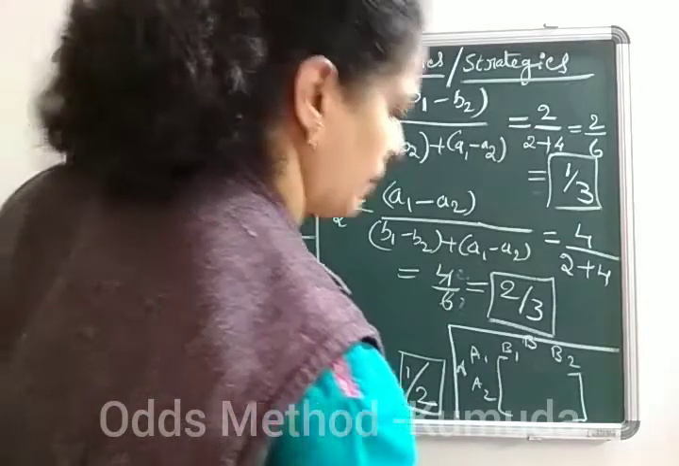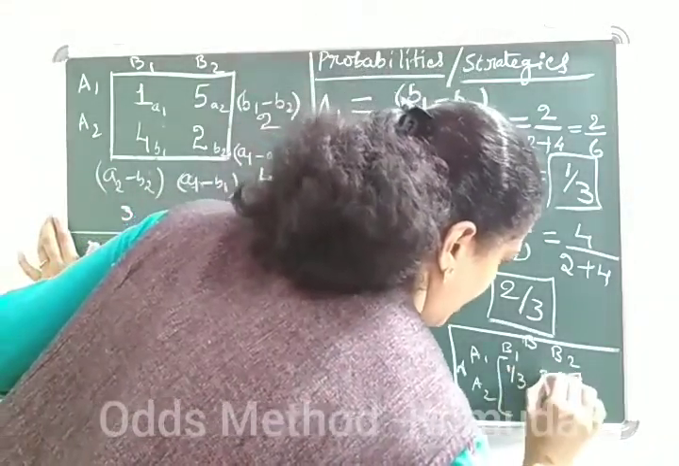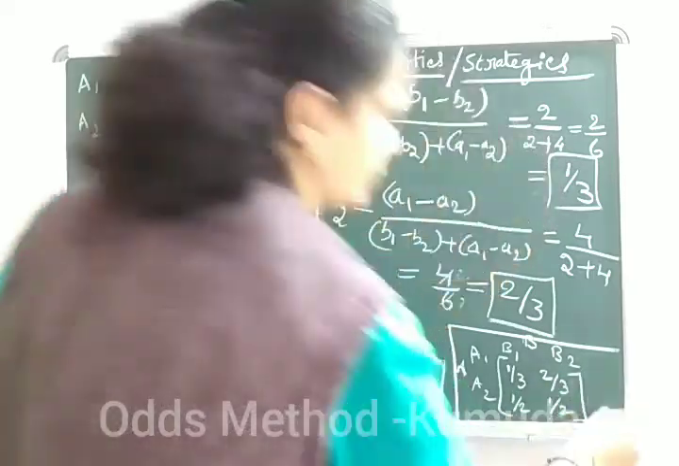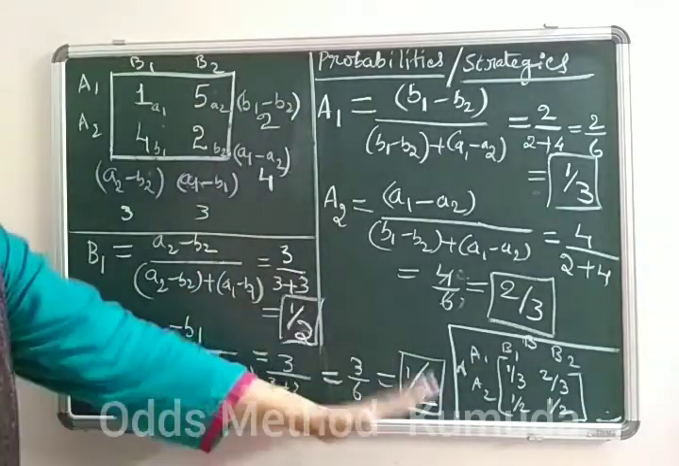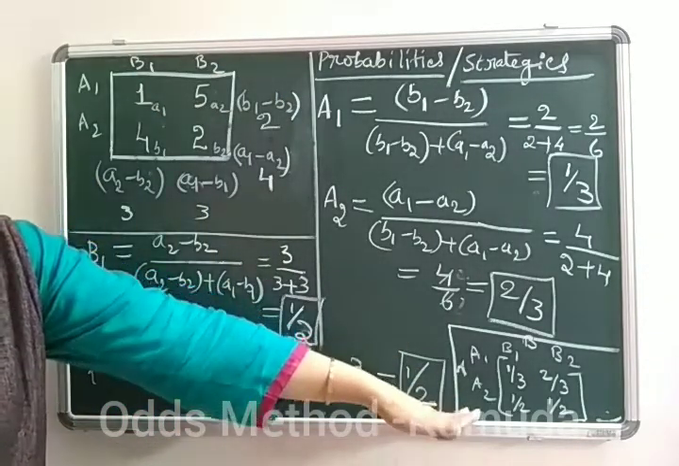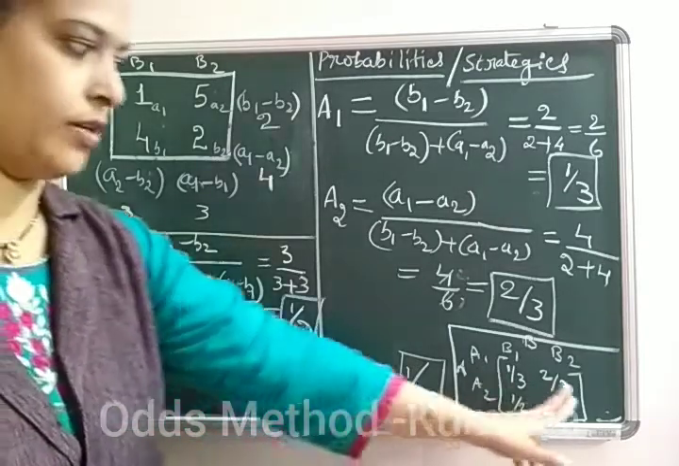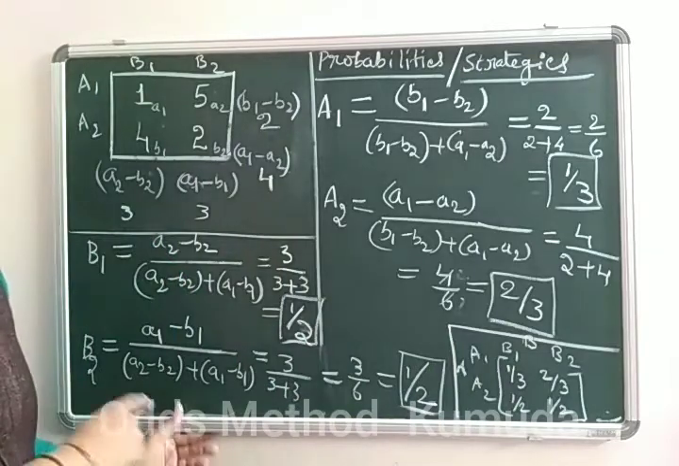So we are supposed to represent it as a matrix. So you get it as 1 by 3 and 2 by 3. In this case, half and half. So this is the actual conclusion. After we finish finding the strategies, we are supposed to again write it in terms of a matrix or a payoff matrix, which actually gives the strategy. So for A, what is the strategy? For B, what is the actual strategy? So this completes the odds method.